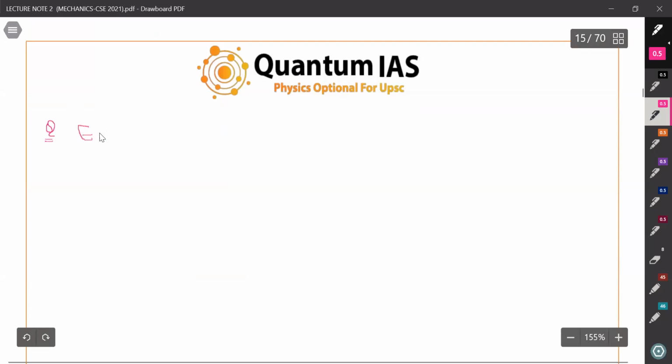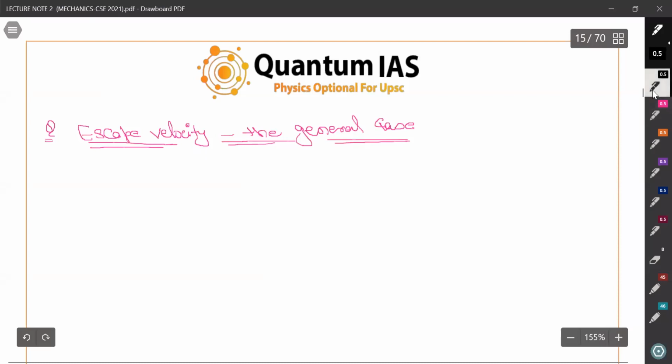So this is regarding the escape velocity. Why am I discussing this? Because it is important to know the general perspective here. Okay, the general case. We will also read about it later when we study gravitation and central forces, but for now we can also discuss it. So what is the criteria here?